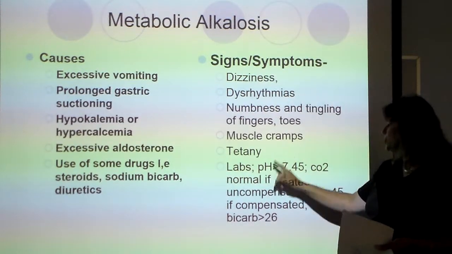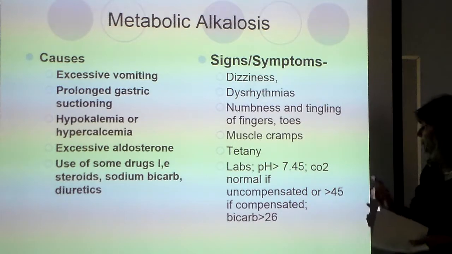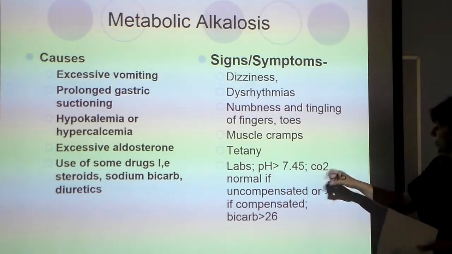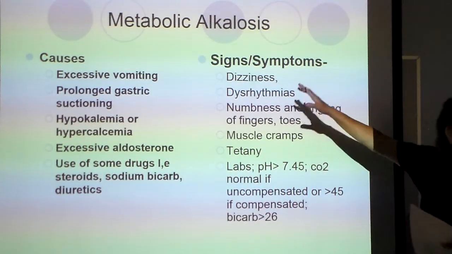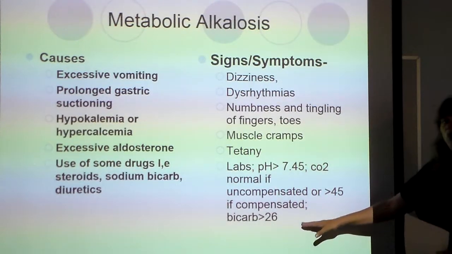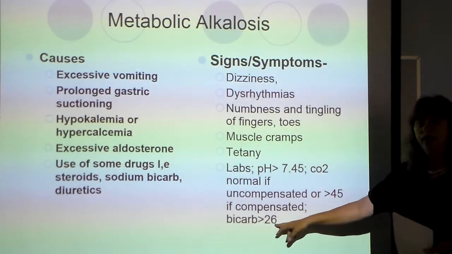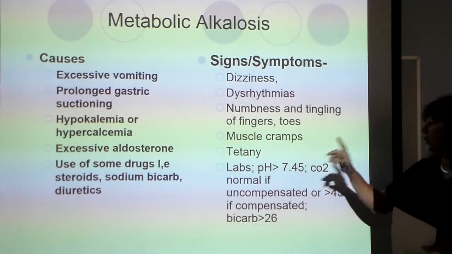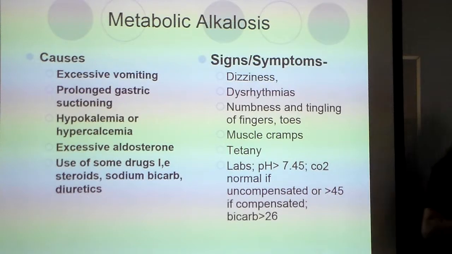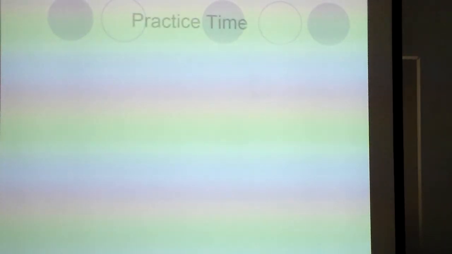Again, it's alkalosis, so our pH is going to be arrow up, above 7.45. The CO2 is normal. Remember, this is metabolic. But our bicarb will be affected, and the arrow to that is also pointing up, okay? So we're going to talk a little bit about those, and we're going to go through a couple of these during practice time, okay?